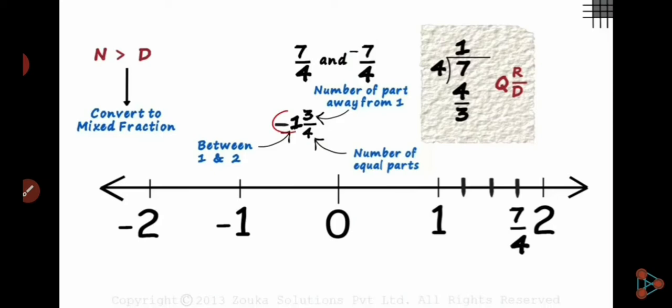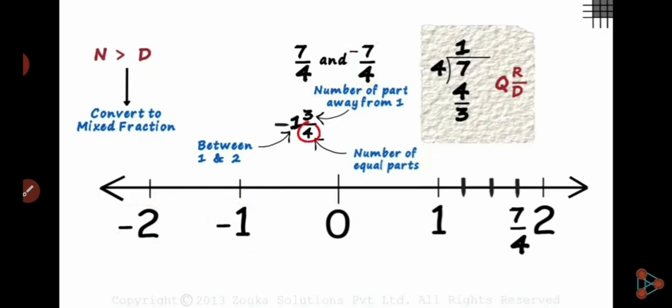Now the number minus 1 tells us that minus 7 by 4 is between itself and the next number. Make note of the fact that the next number will be on the left hand side since minus 7 by 4 is a negative rational number. So the next number is minus 2. Now we can say that minus 7 by 4 is between minus 1 and minus 2.